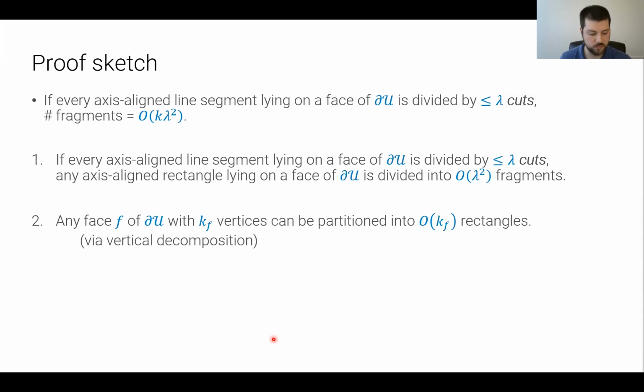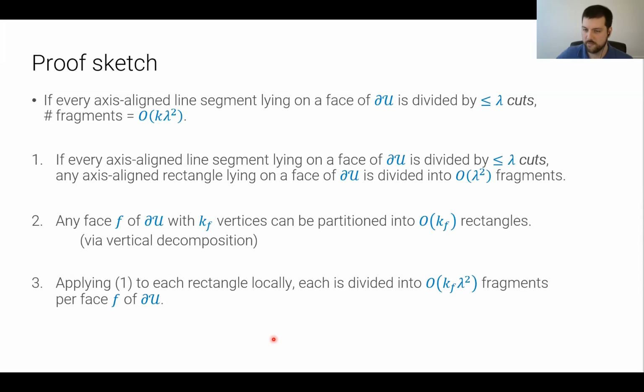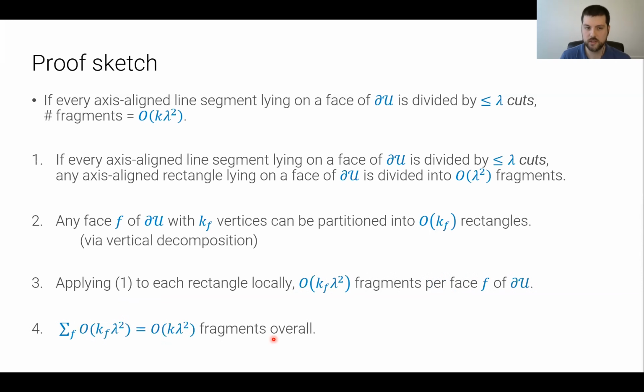So with this in hand, what we can do is take a face of the boundary with, say, kf vertices, and we partition into rectangles, order kf rectangles using just the vertical decomposition. We can then apply the aforementioned bound for rectangles to each of those rectangles locally. And so that face is going to be divided into kf lambda square fragments. And taking finally the sum over all faces of the boundary, we end up with k lambda square as stated.